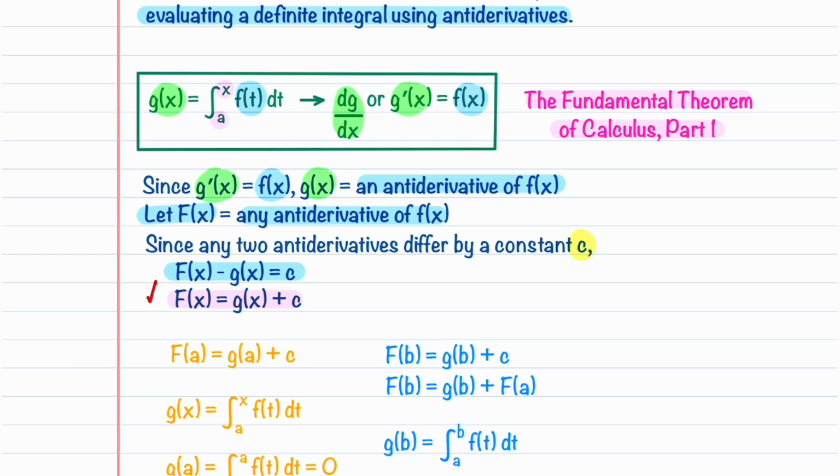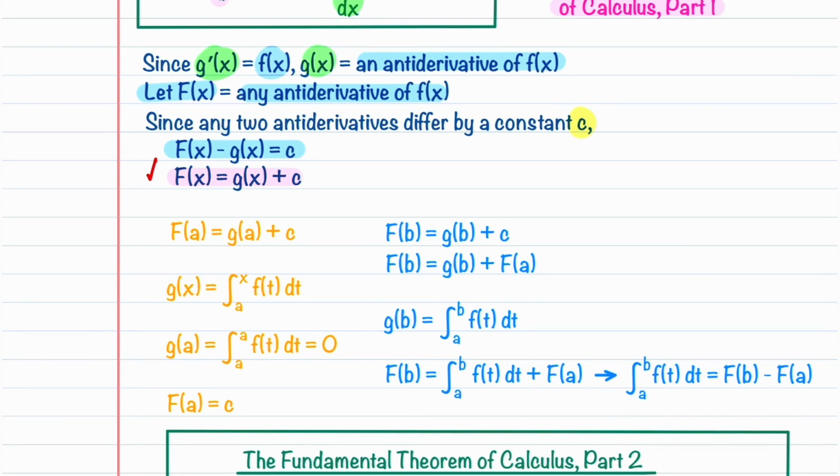What we're going to do now is see how we can use the expression that I marked with a red check and the definition of g of x in the green box above to find a formula for the definite integral of f of t from x equals a to x equals b. So our goal is to find a formula for our definite integral, and that way we won't have to keep using Riemann sums.